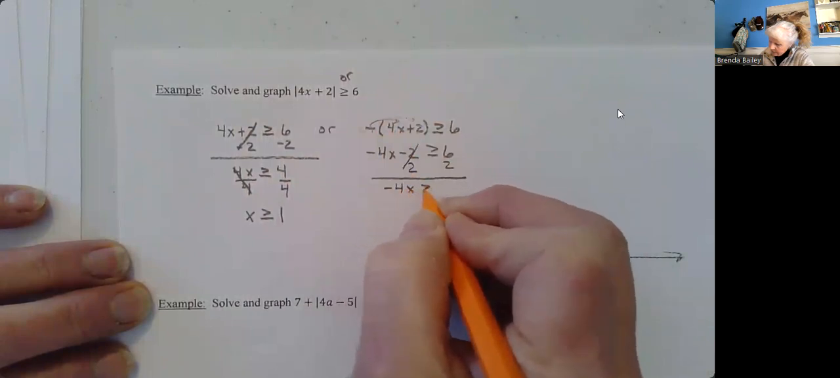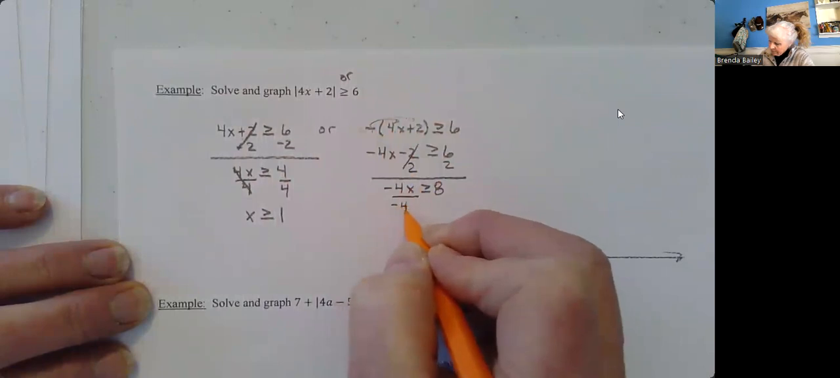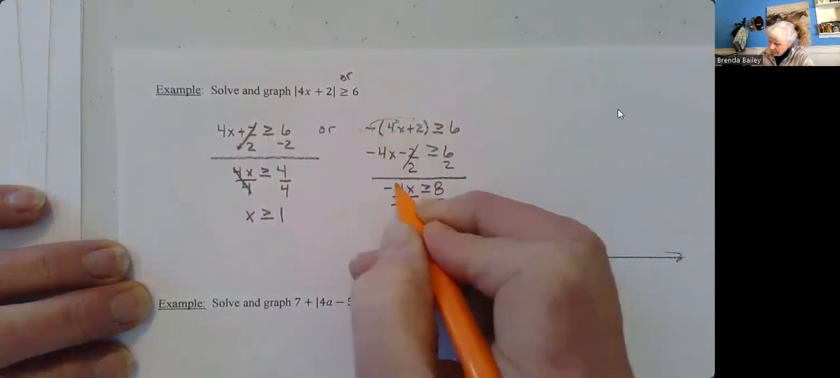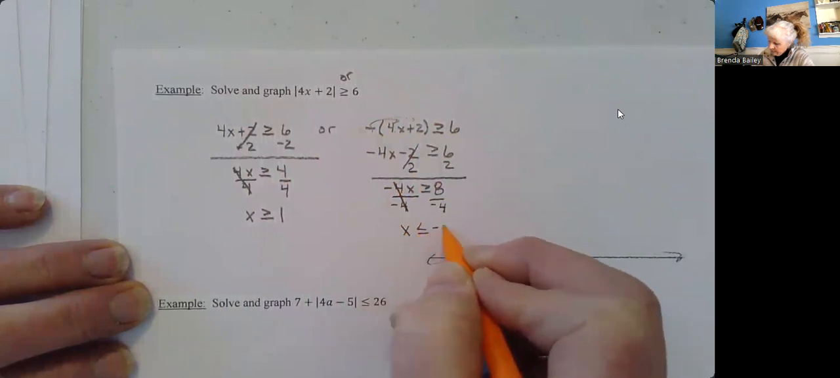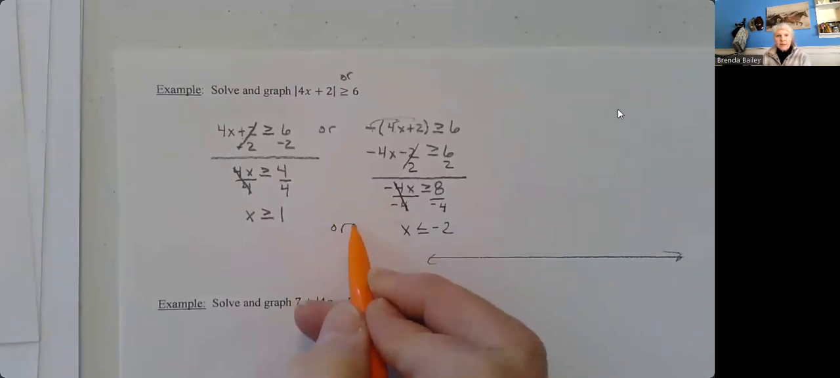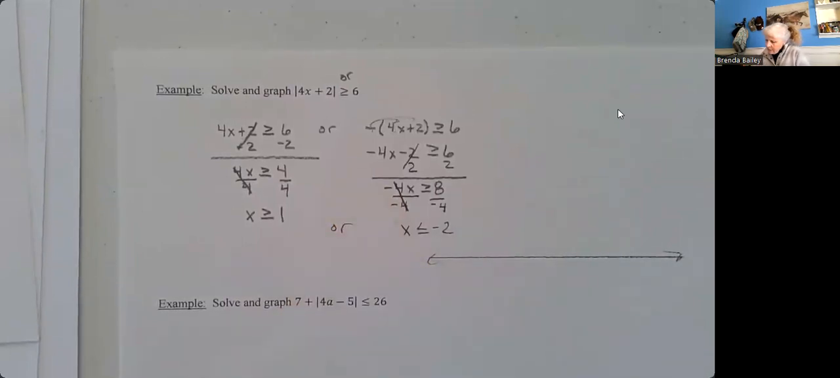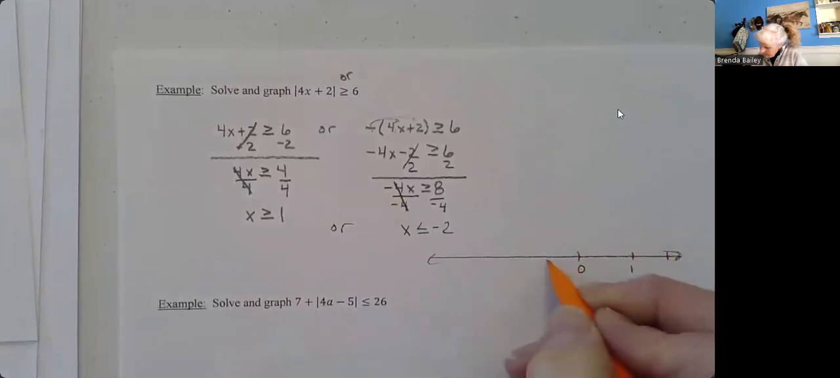-4x is greater than or equal to 8. Divide by a -4. And we know that when you do that, you flip the inequality. And we have a -2. And this is an or. Well, let's see what our graph looks like. We have 0, 1, -1.